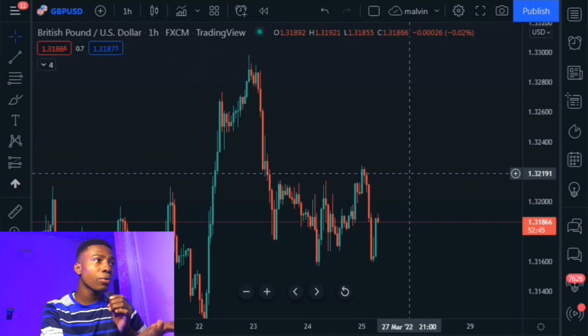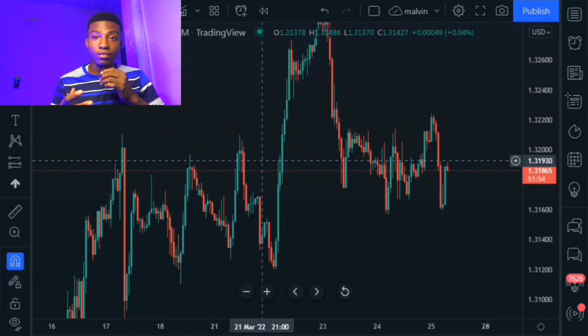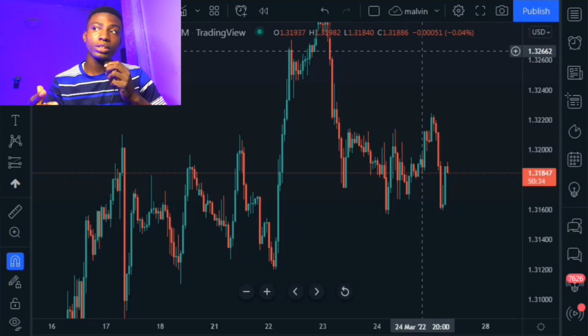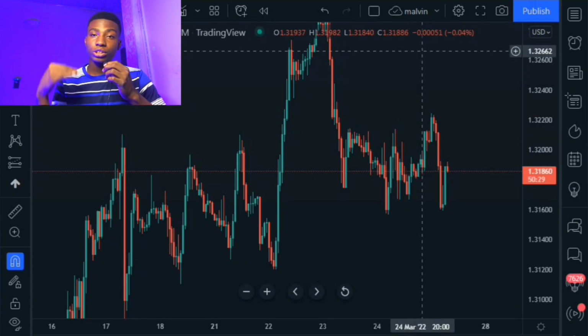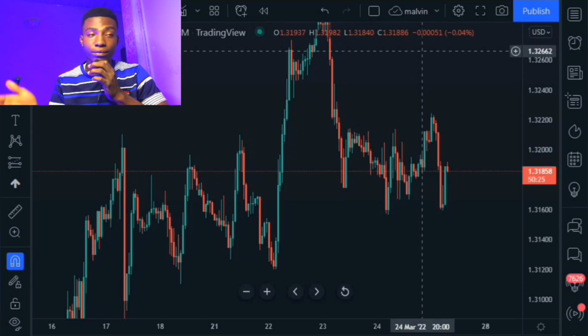Okay, so as you can see right here, we're on GBPUSD on the 1 hour time frame. Why I love trading the 1H time frame is because I can see everything that is going on in the market in one glance. With the 15 minutes or any other lower time frame, you have to check other time frames before you can know what to trade on the 15 minutes time frame. Let me show you guys what I mean by that.